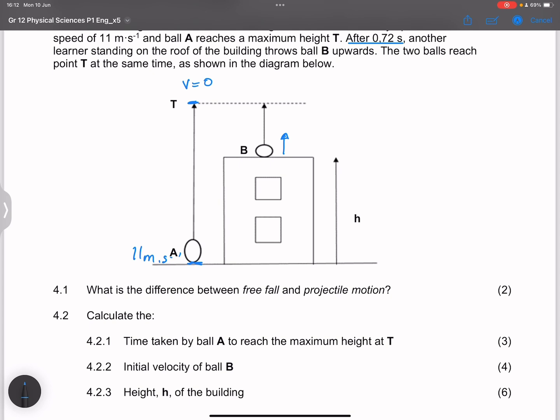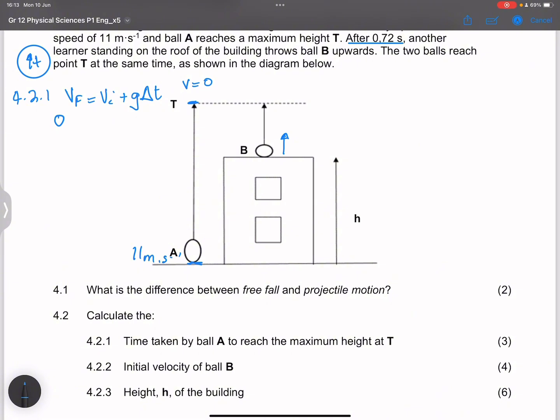So for 4.2.1, we're going to use an equation of motion. And in this case, note we are looking for time. We've got initial velocity, final velocity, and acceleration. So we can use the first equation: Vf is Vi plus a or g delta t. Our final velocity is 0. Oh, by the way, it's important when you're going to answer questions on vertical projectile motion, please choose a direction as positive. I'm going to choose upwards as positive. And it doesn't matter if you chose downwards as positive, not a problem.